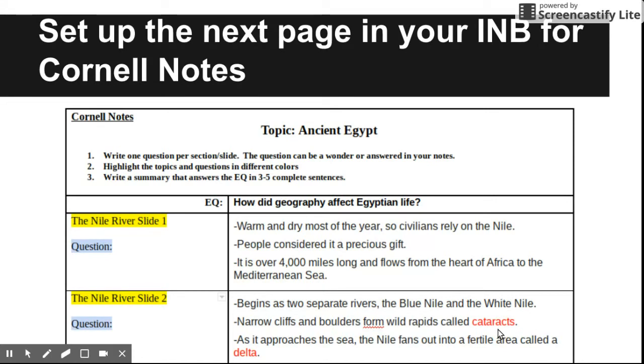Okay, and then we'll get to writing the summary, but we're going to write a summary that answers the essential question at the very end. So we're going to be looking at all of our notes to answer this question, how did geography affect Egyptian life?